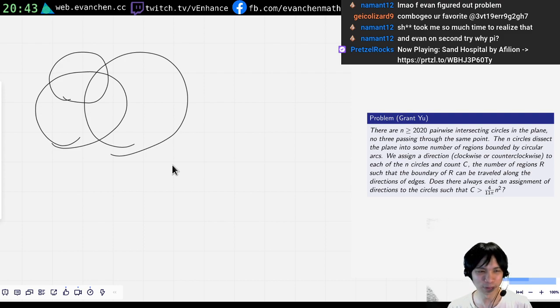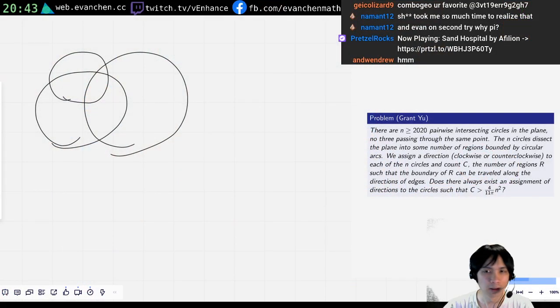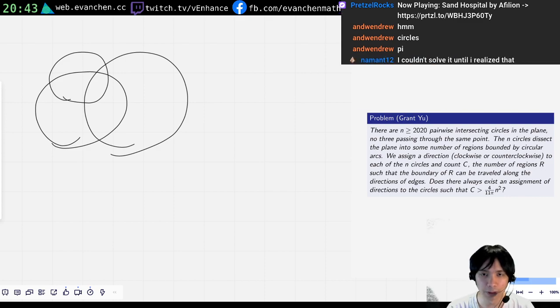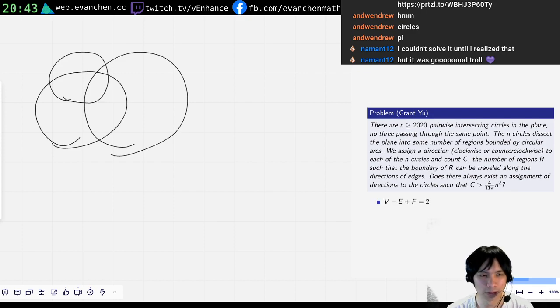Okay, well, let me first figure out how many regions there are to begin with. Presumably there's going to be... You have V minus E plus F equals 2 in this thing. And the number of vertices is equal to n times what? So every vertex is in two circles. Is it just n minus 1?